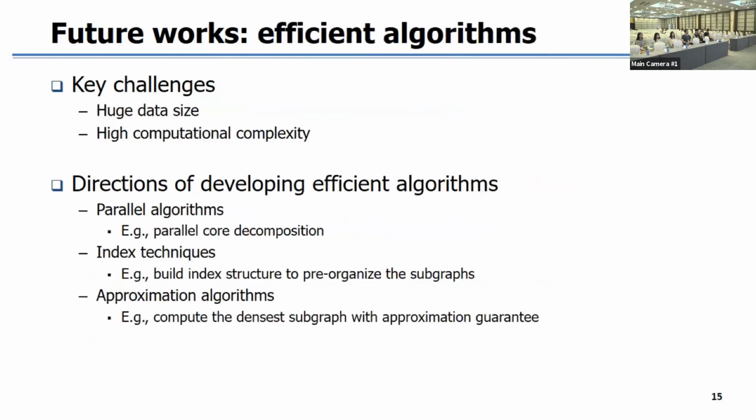Another key challenge of cohesive subgraph search over big HINs is how to improve the efficiency to tame the huge data size and high computational complexity. Although existing works have made plenty of efforts to alleviate the issues of efficiency and scalability, there is still much room for further improving the search algorithms. To develop efficient algorithms, there are several potential research directions, such as to develop parallel algorithms to improve the efficiency, to develop index techniques to pre-organize the result subgraphs, and to develop approximate algorithms with approximation guarantees.